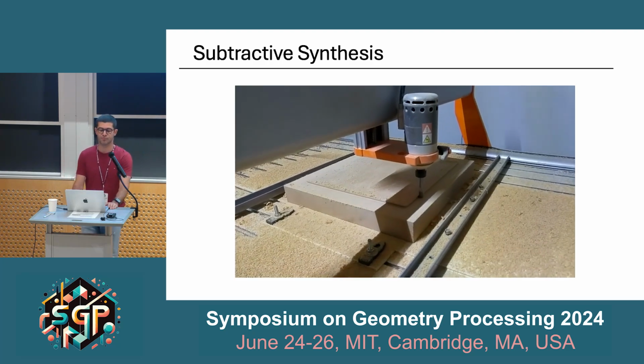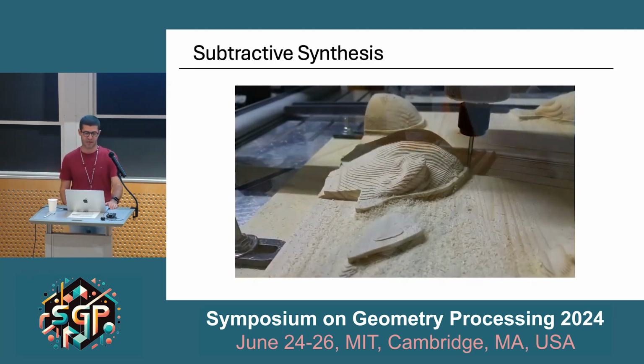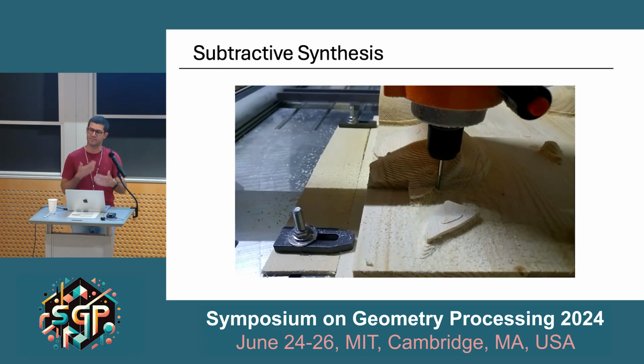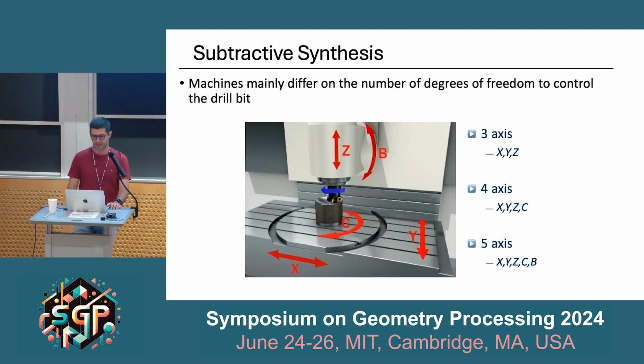OK, now let's move to the subtractive synthesis, in which you have a drill bit which is penetrating the material and carving material away to reveal your shape. In this case, pretty much all machines work in this way. You have a drill bit which rotates, which is going to be the blue arrow here. And then you have a bunch of degrees of freedom, which allow you to move the drill bit to different places. Depending on how many degrees of freedom you have, you get different machines.